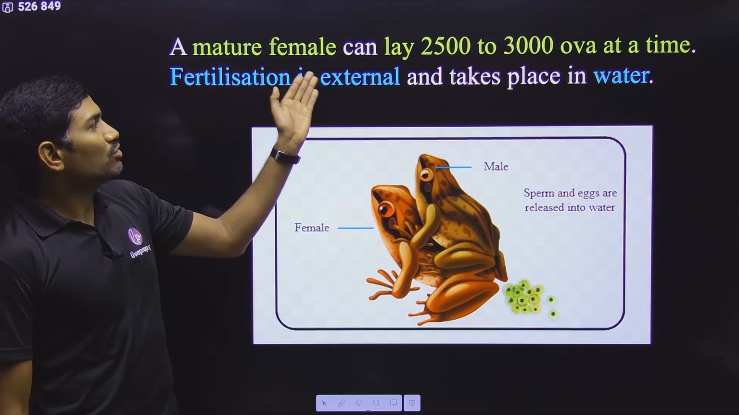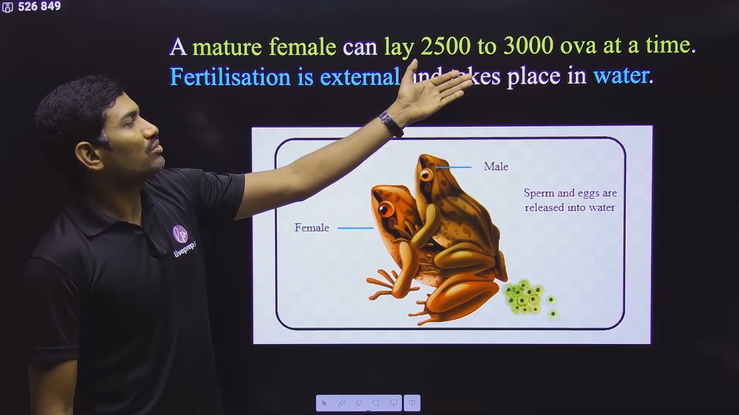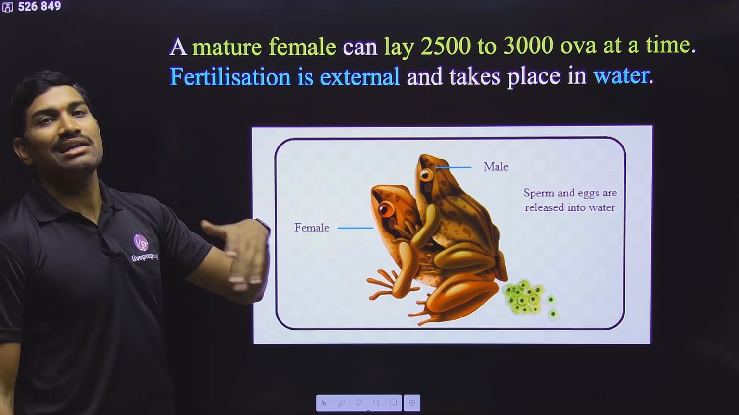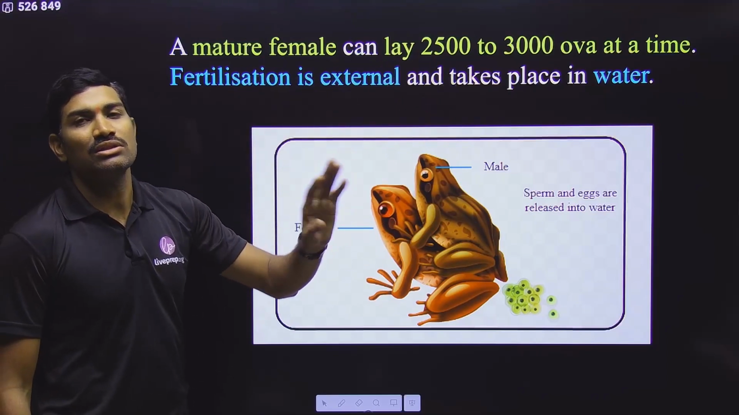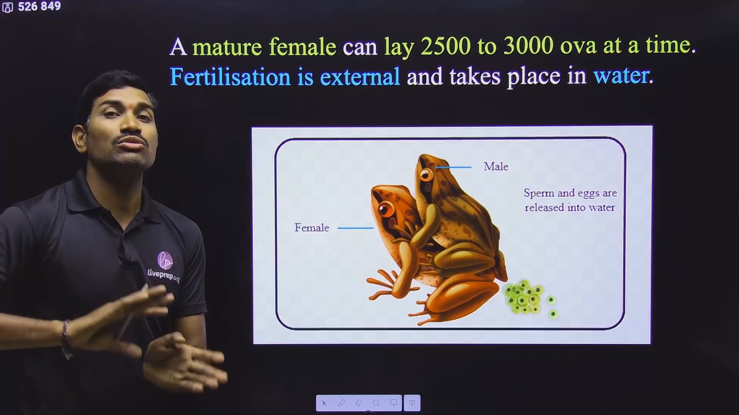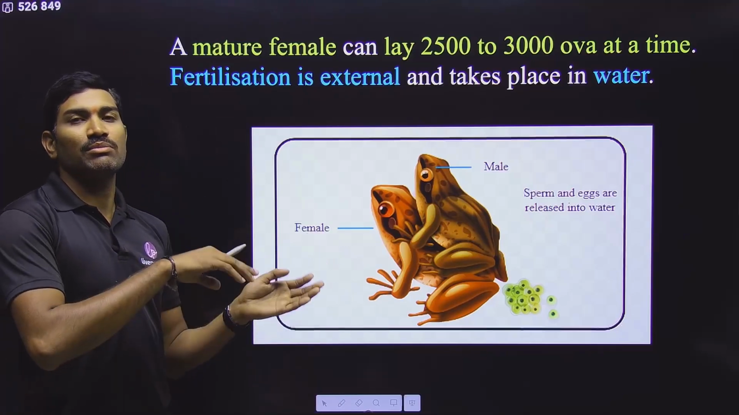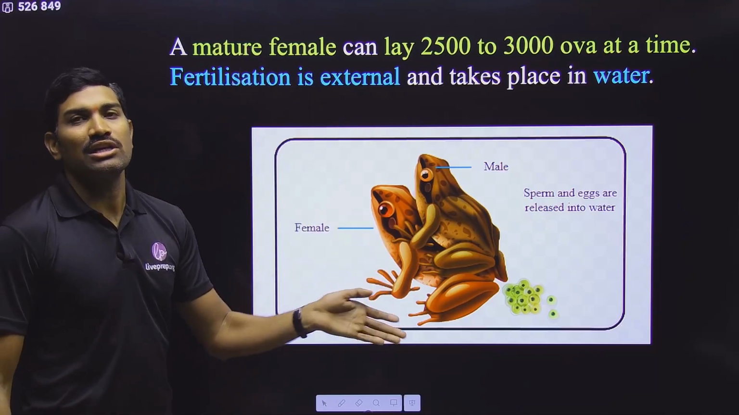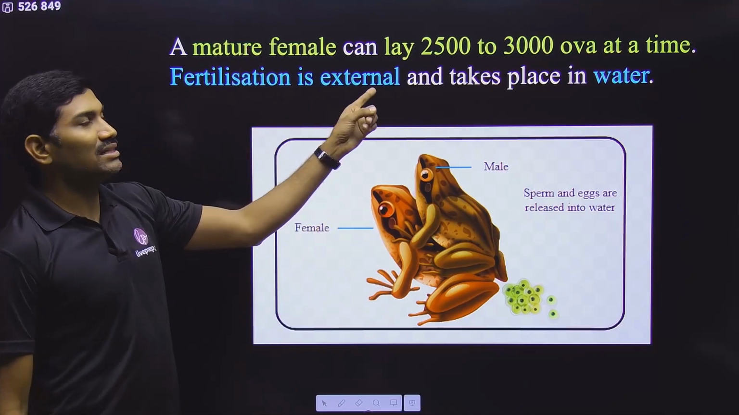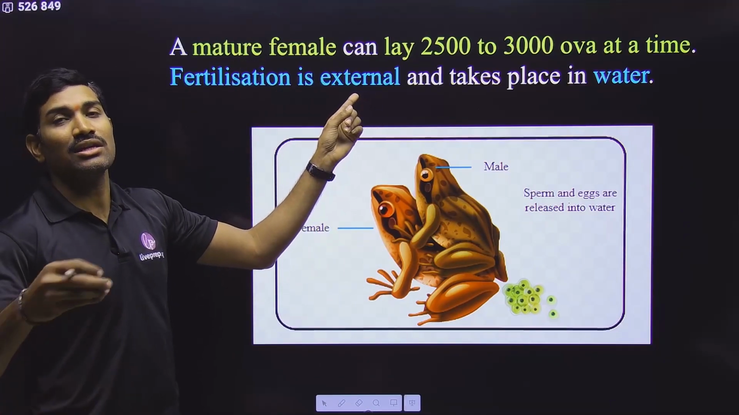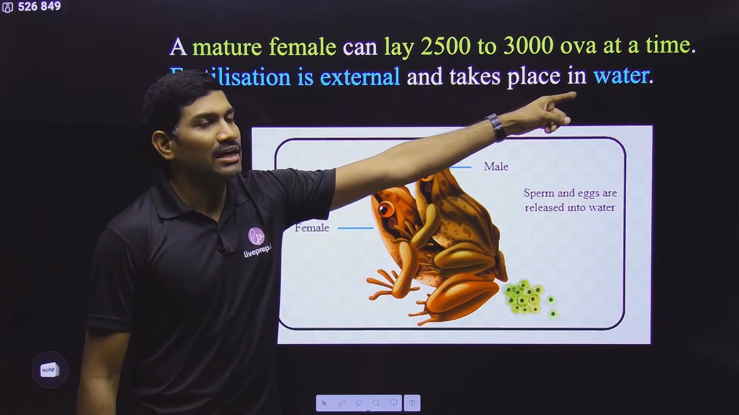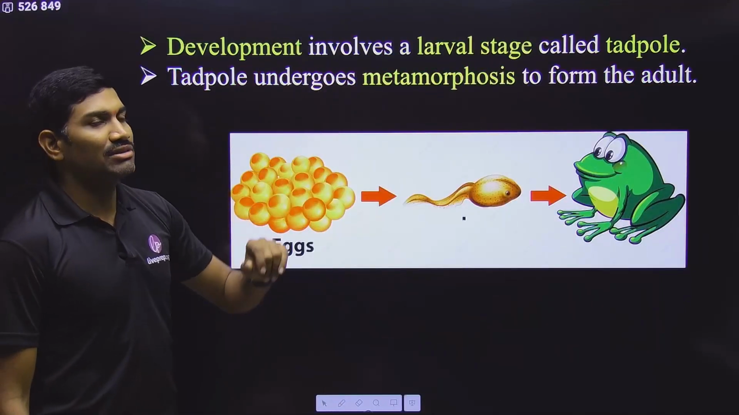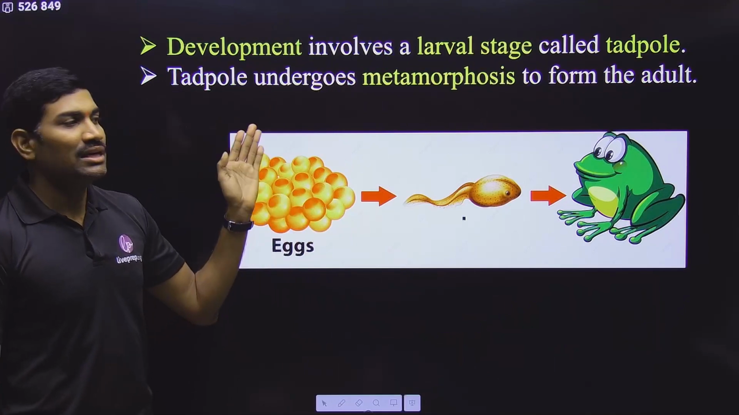Next one, a mature female can lay 2500 to 3000 ova at a time. So at a time it can release 2500 to 3000 ova into the water. Sperm cells from the male are also released into the water, so fertilization is external. This fertilization takes place in the water. Clear?